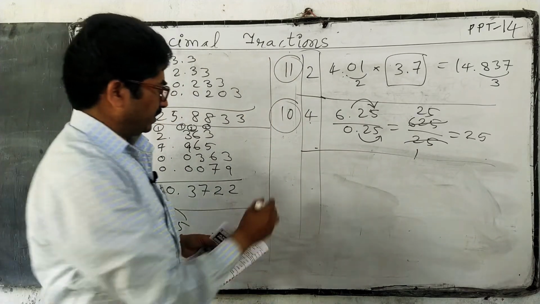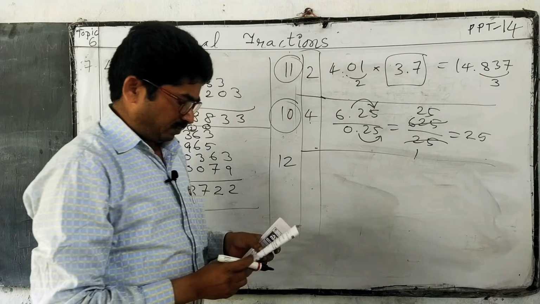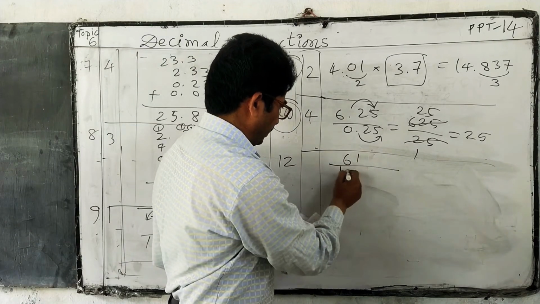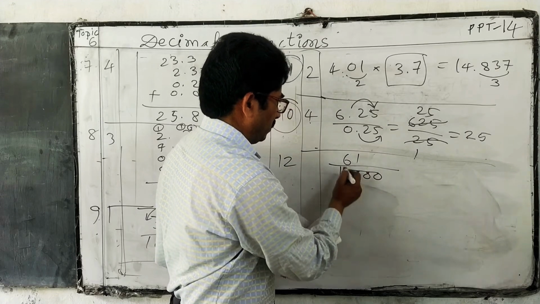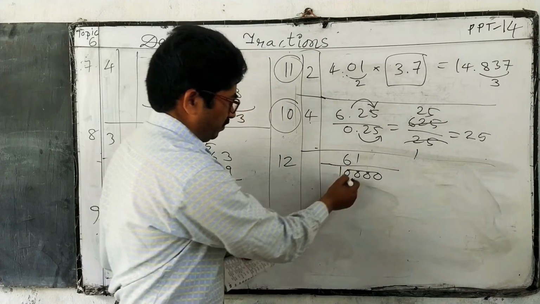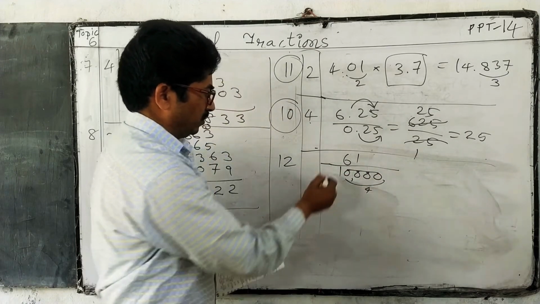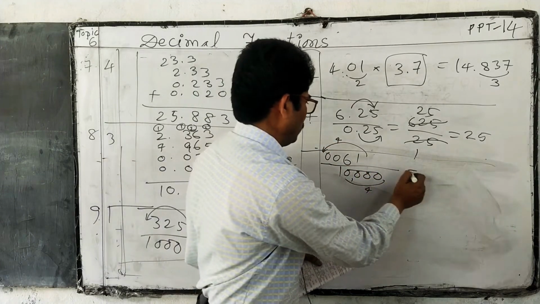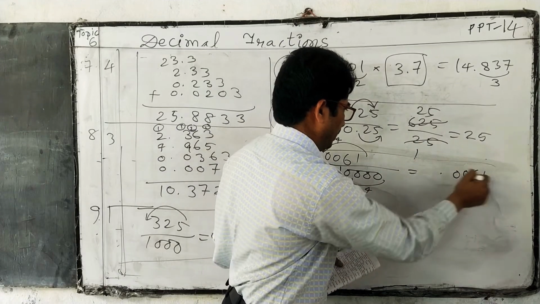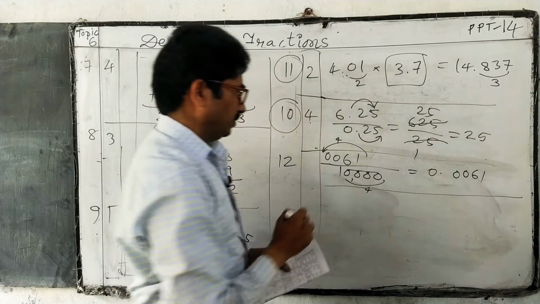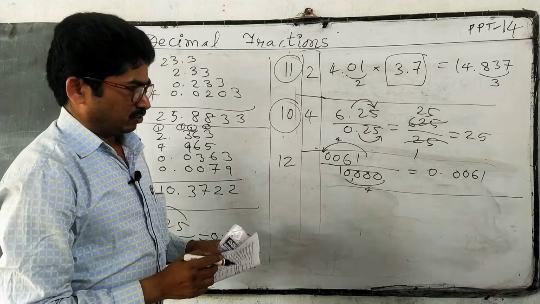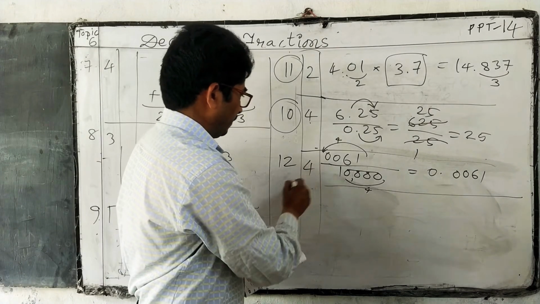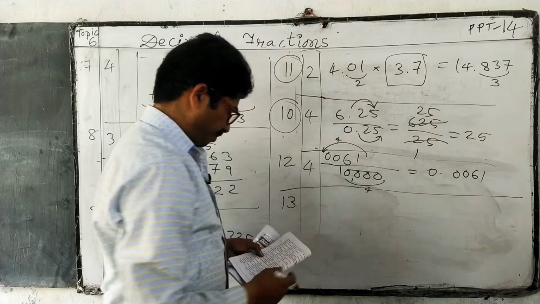Next, 12th. The decimal equivalent to 61 by 10,000. To divide by 10,000, we have 4 zeros, so shift the decimal to the left by 4 places. So 0.0061. Option 4.